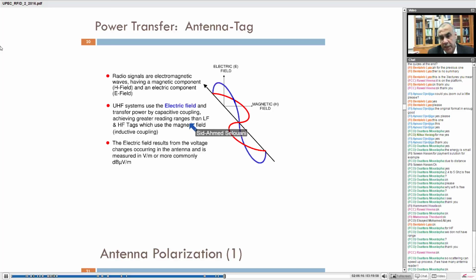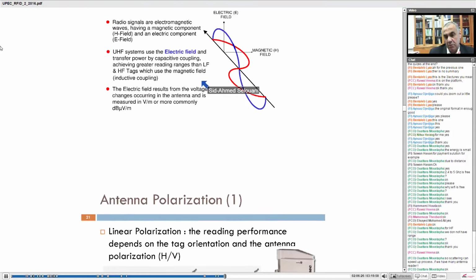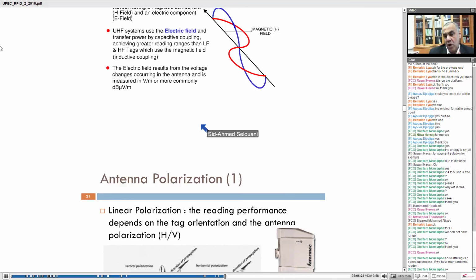Okay, so it's obvious, it's logical. Why? Because we have backscattering and we have inductive coupling. Inductive coupling cannot use the electric field.